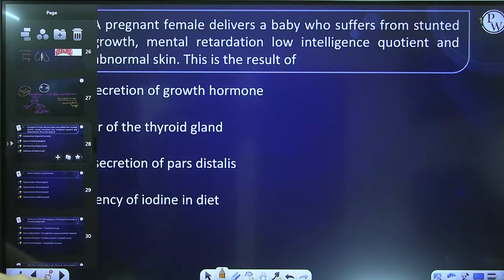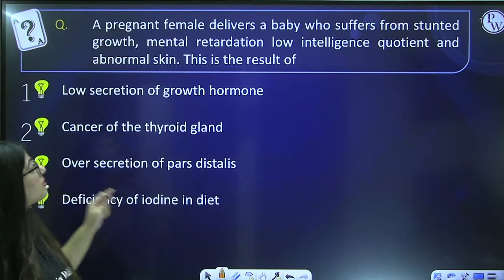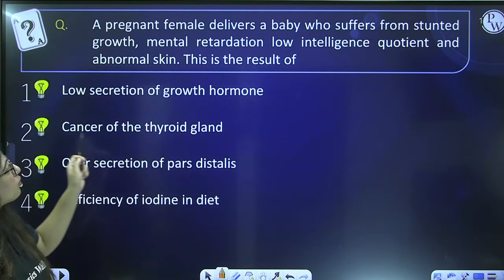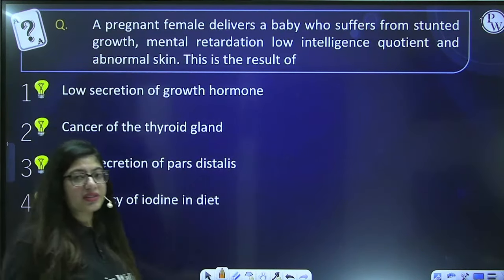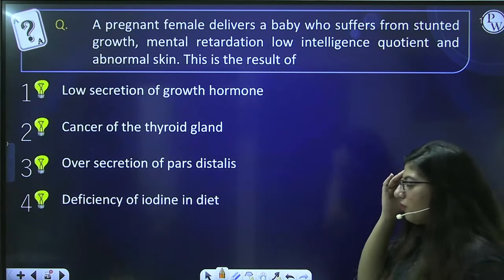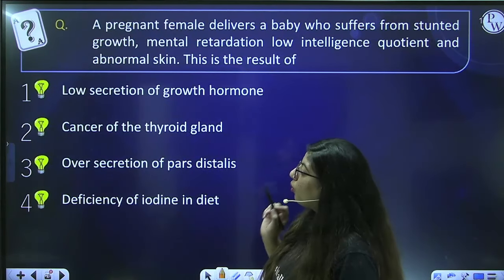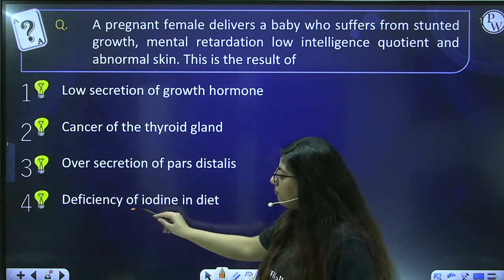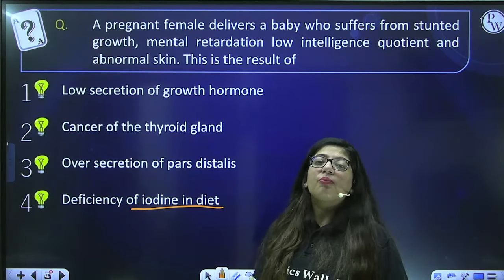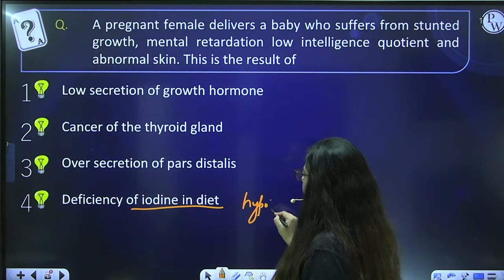Let's do some questions. A pregnant female delivers a baby who suffers from stunted growth, mental retardation, low intelligence quotient, and abnormal skin. This is a result of pregnant lady. IQ and everything is low. Body physiology is very bad. Anatomy is bad. That means there is a low secretion of maybe the thyroxine hormone. That means the female is not having proper iodine in her diet, causing hypothyroidism.